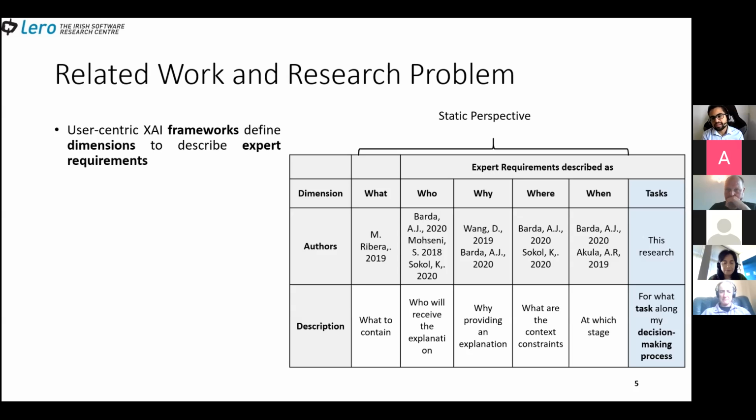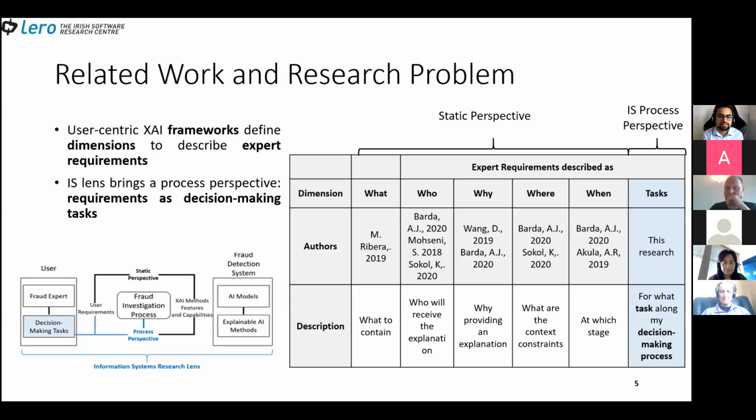In the static context, researchers define particular dimensions to those requirements, such as what, who, why, where, or when to use an explanation method. This is described as a static perspective, as it considers the single question and answer approach for providing experts with explanation methods. On the other hand, when adopting an IS lens, I can perceive the alignment between those experts' requirements and explanation methods based on a process perspective, which means to consider their decision-making tasks for alignment with the explanation methods.